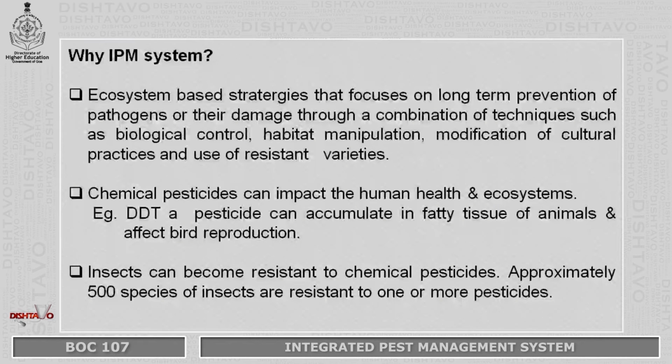Now, IPM is such a system which includes biological, mechanical and chemical parameters, and all these three parameters work together to control the plant disease.